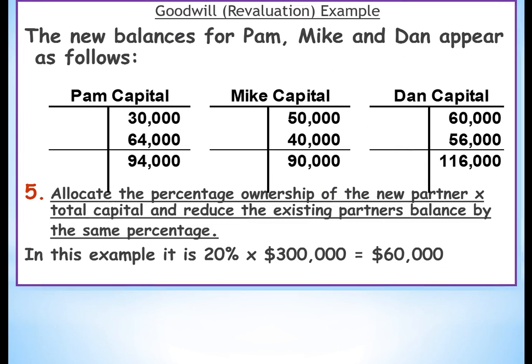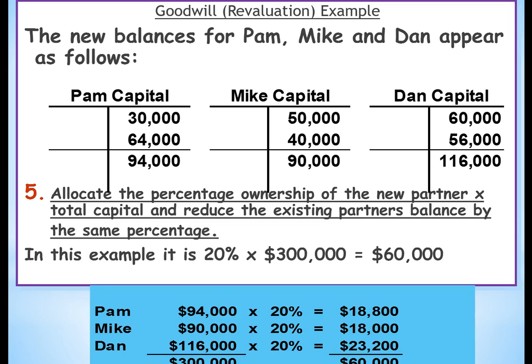So if we were to look at the T accounts, we now have increased everybody's balances to reflect the goodwill, and now we're going to take 20% of the $300,000, which is the existing balance plus the goodwill, and what we're going to do is allocate that now to Bill. So we have to take 20% out of each of the existing partners' accounts and assign it to Bill.